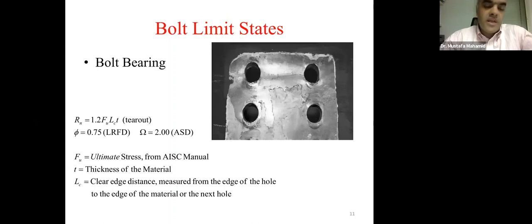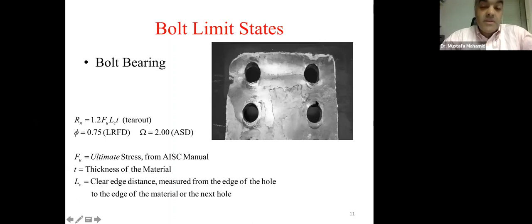Now, this is calculated in different ways depending on the conditions that we have. And of course, the type of failure also varies. We have two types of failure that are possible, and they depend on the distance between the bolt holes and the distance from the exterior bolt at the edge to the end of the member. So that distance is important.